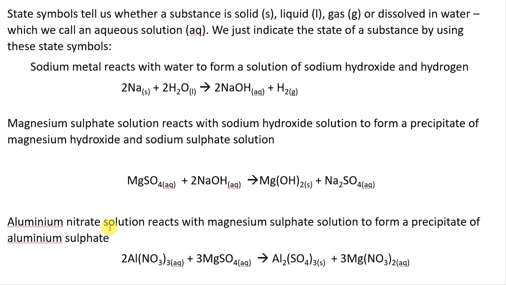Aluminium nitrate solution, in my simple equation, I'll use AQ. Reacts with magnesium sulfate solution, AQ again, to form a precipitate of aluminium sulfate. If it's a precipitate, it's solid. Now, what about my last? I get my solid aluminium sulfate produced. What remains is magnesium nitrate. That would be as a solution. We only ever get one precipitate in a reaction. Here, my Mg(NO3)2 is aqueous.